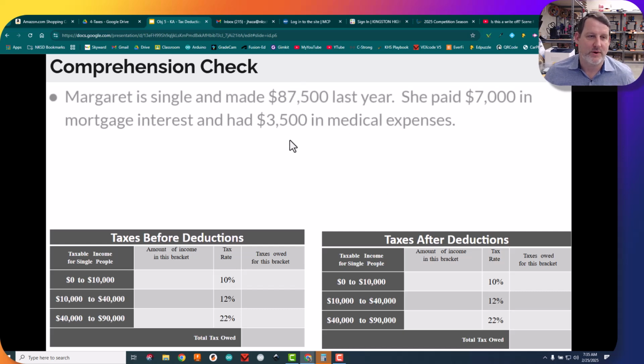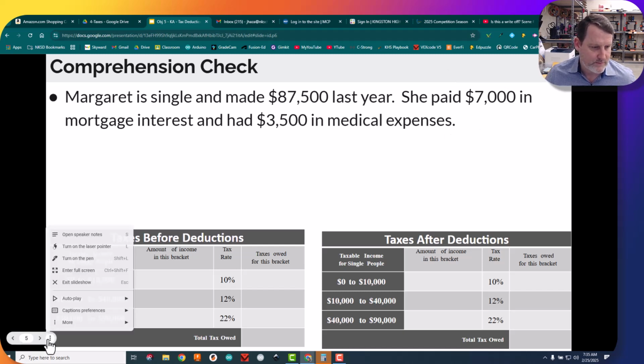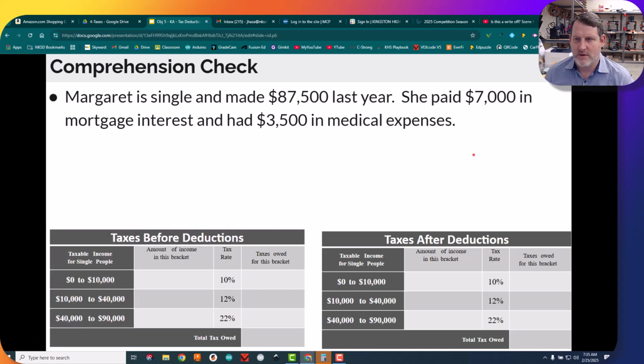All right, let's take a look at how this works. So Margaret is single and made $87,500 last year. She paid $7,000 in mortgage interest and $3,500 in medical expenses. Let's assume that those two deductions are okay to use. So together she has $7,000 plus $3,500 for a total of $10,500 in deductions, I should say.